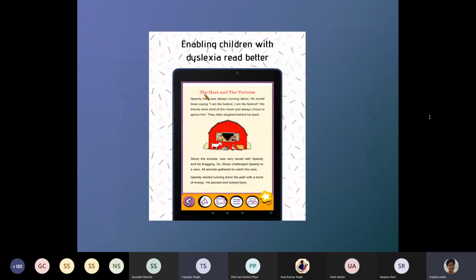The Abbas reader that I showed is an example of how assistive technology can be part of an efficient startup.